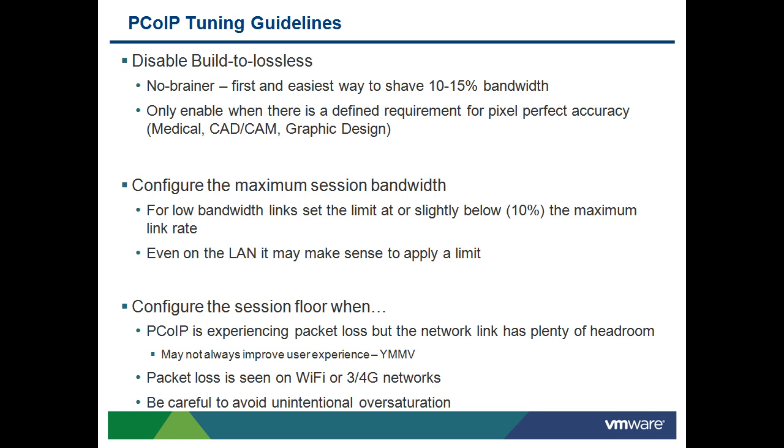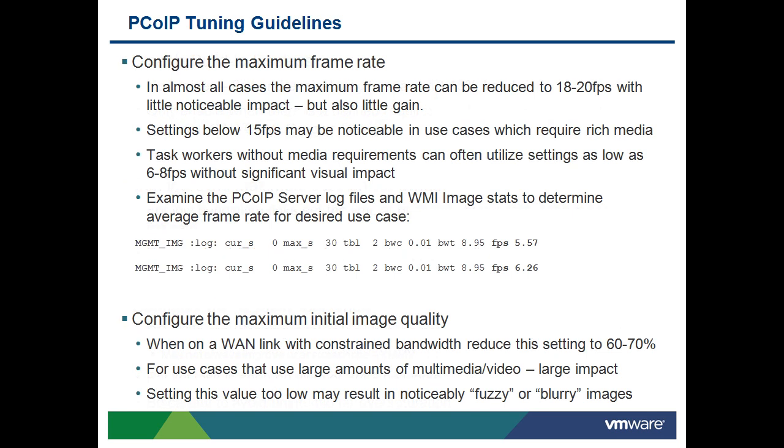Now, be careful, because where you set that floor is as low as PCoIP is going to go. So you may unintentionally oversaturate a link because you've set the floor too high and you have too many users simultaneously trying to peak and then falling back to the floor where they would go lower if you hadn't set that value. They may consume more bandwidth, and that may unintentionally saturate the link.